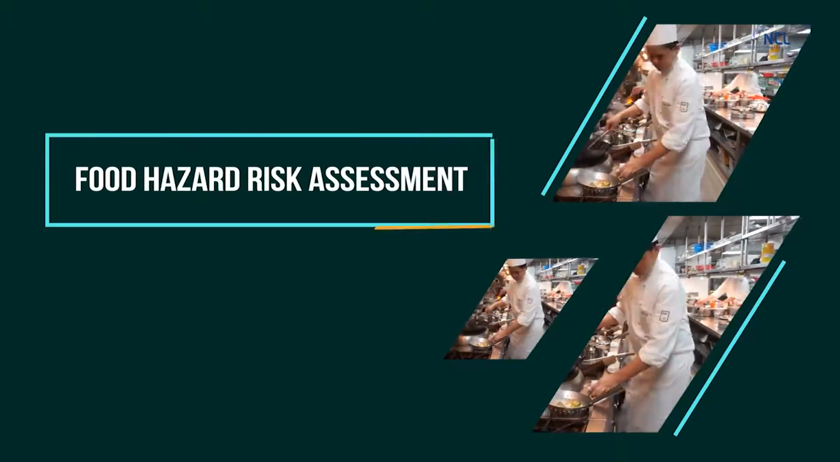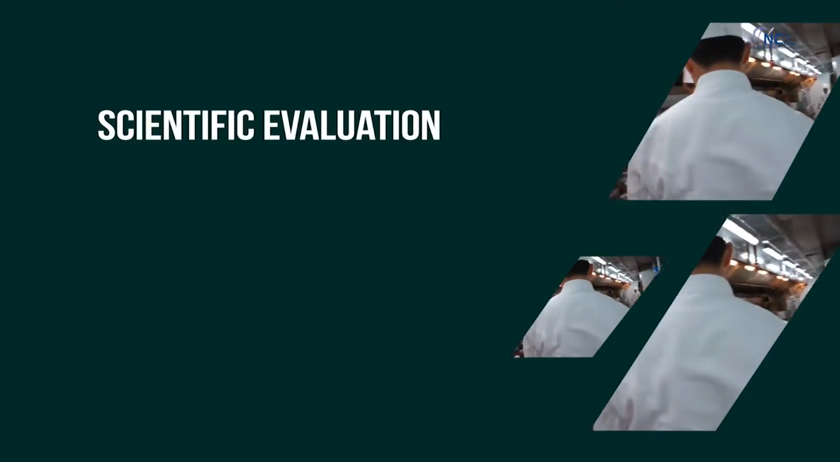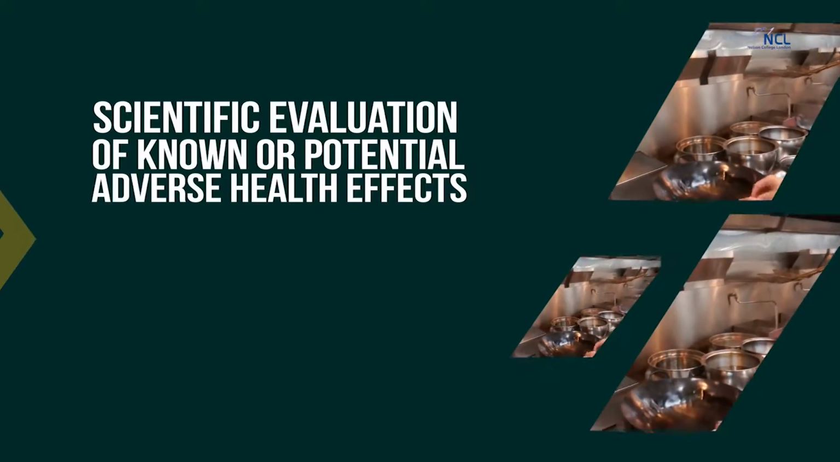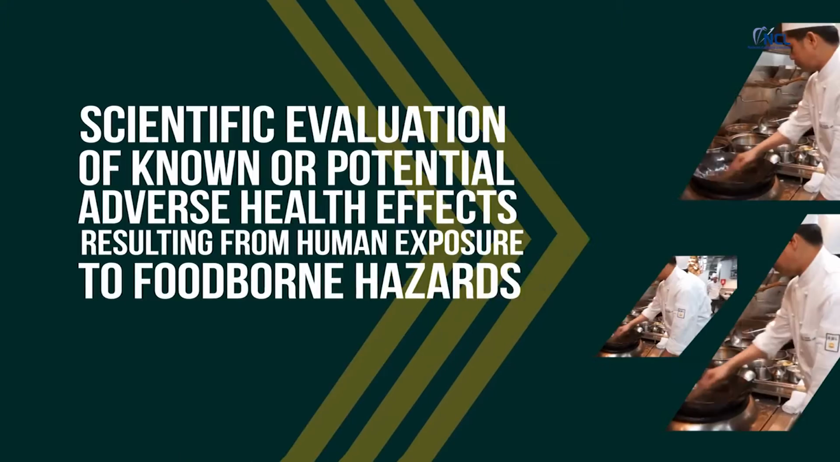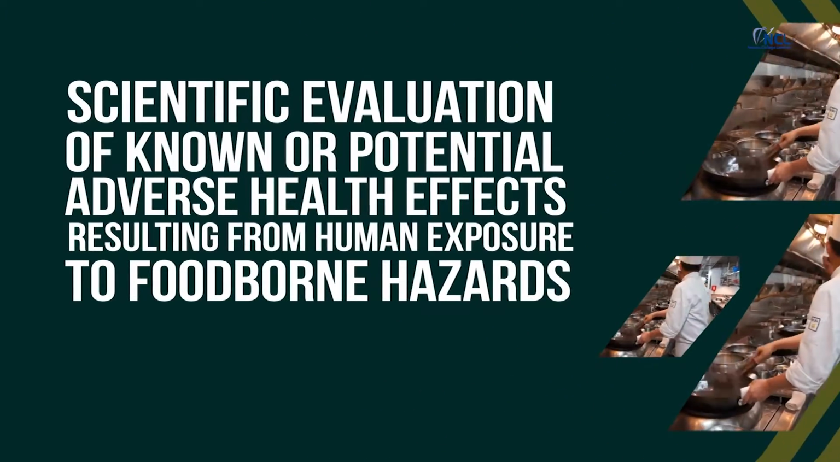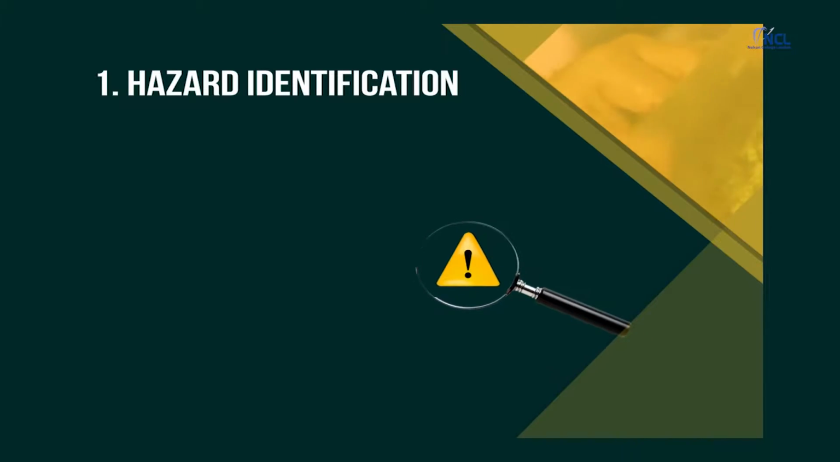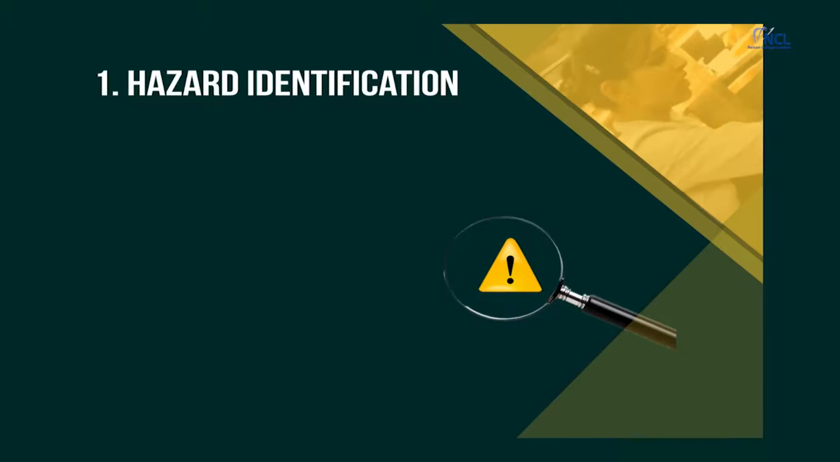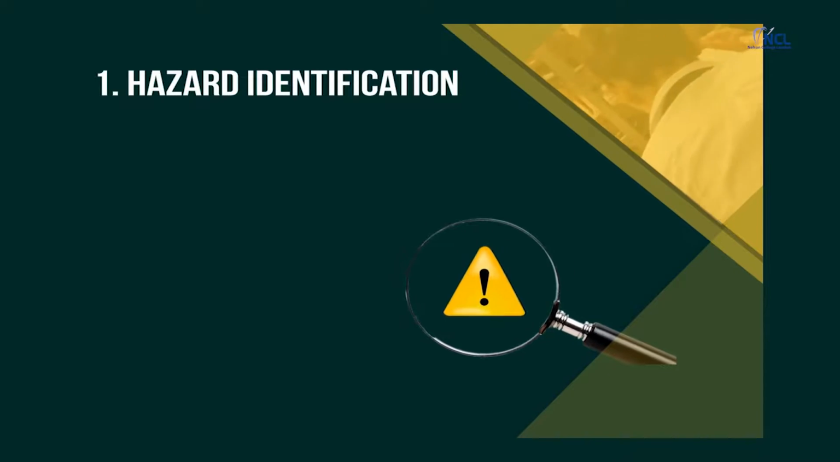What is food hazard risk assessment? Food hazard risk assessment is a scientific evaluation of known or potential adverse health effects resulting from human exposure to foodborne hazards. The process consists of the following steps. 1. Hazard identification. The identification of known or potential health effects associated with a particular contaminating agent.